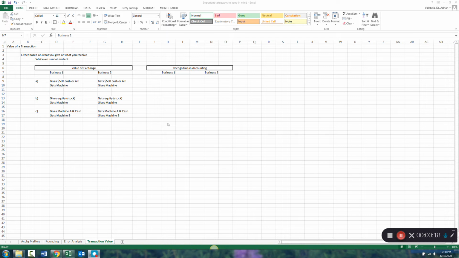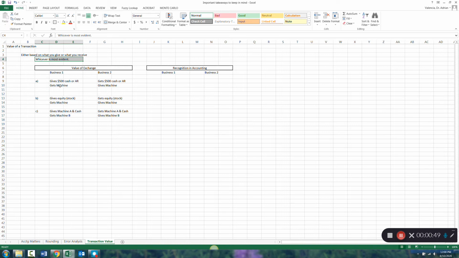So I've set up three examples here, and the main concept is that when you decide what the value of a transaction is, it's either based on what you give or what you receive. The rule that should guide you is you choose the one that is most evident, the one that has the most support in terms of being able to provide evidence.